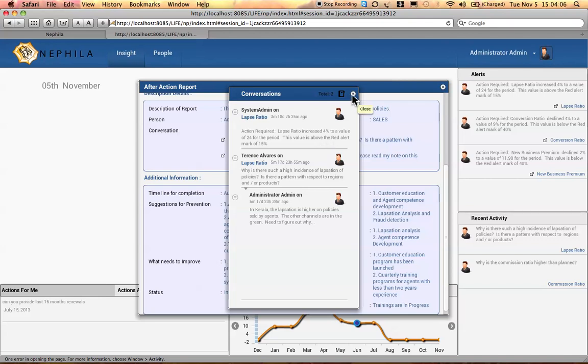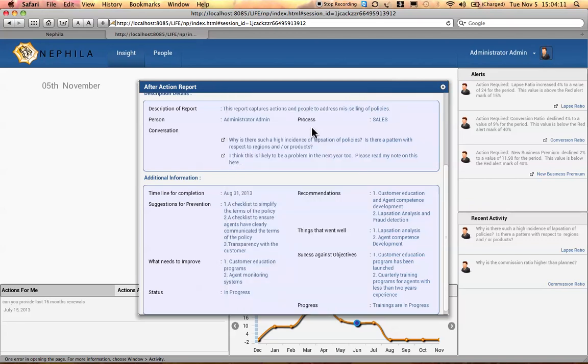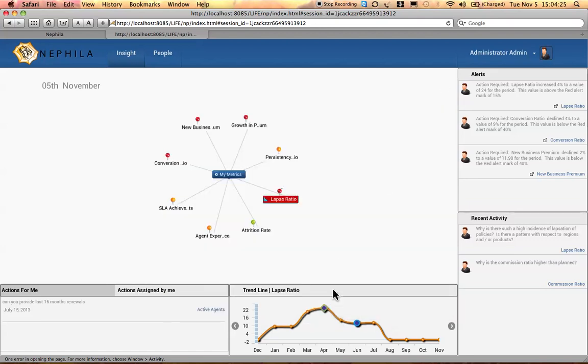It also helps you zero in on the conversation which led you to take this particular action. For example, I have had a discussion with Terence Alvarez in the past, and that discussion has led me to implement a certain set of solutions which has yielded some results. Seeing my report and the result I have established, several others in the organization have been able to replicate it, and hence there is a continuous fall in lapse ratio.